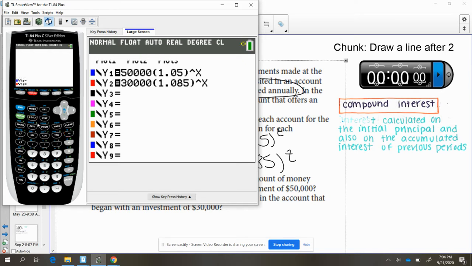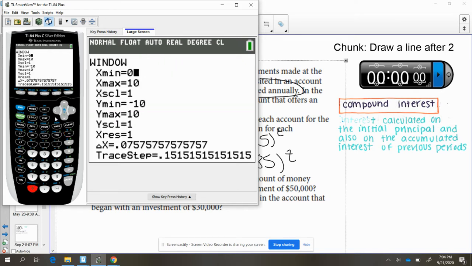Now we're going to set our window this time because we want to look at the first 20 years. So 0 to 20. It can depend on how you want the scale. And then hopefully we're making a decent chunk of change here. So let's say to maybe 150,000 just to play around and see if we need to adjust it. We can go up by 10,000 at a time.